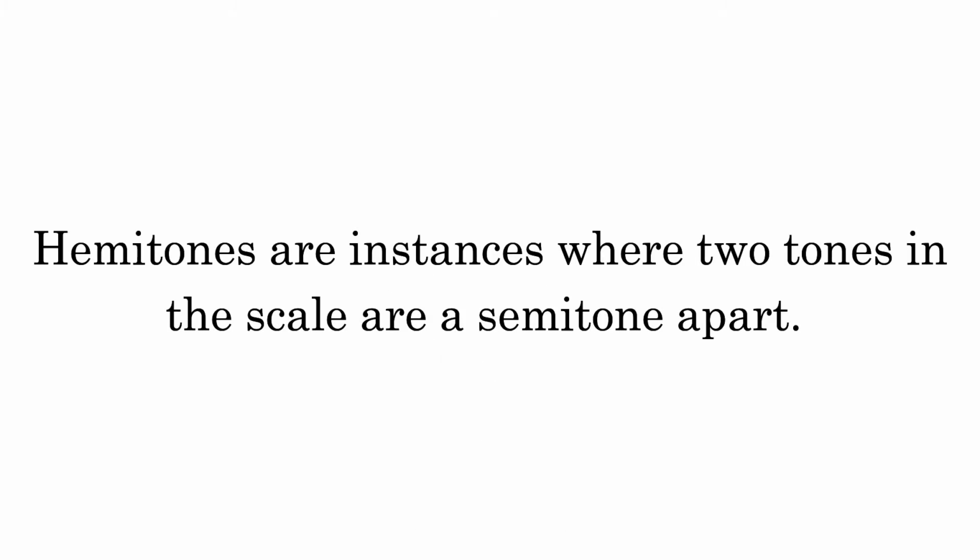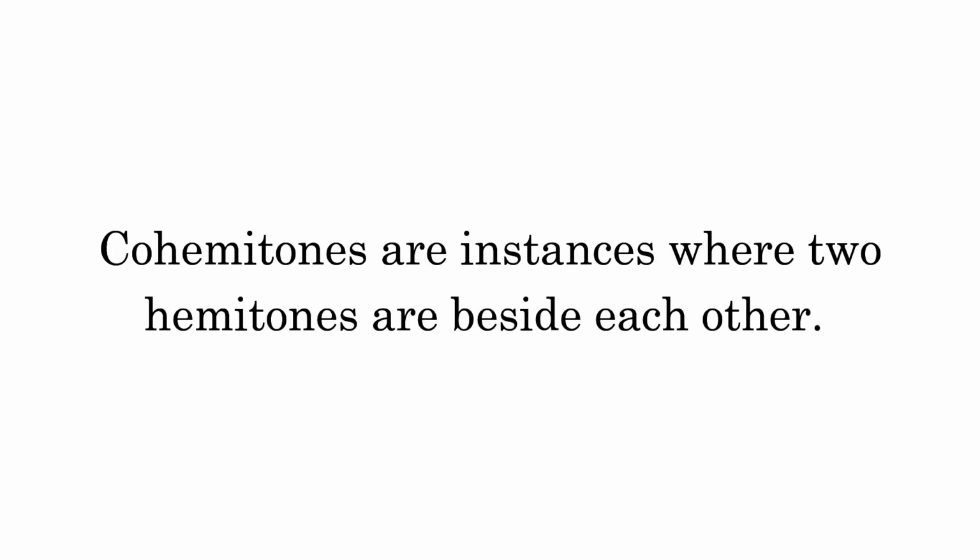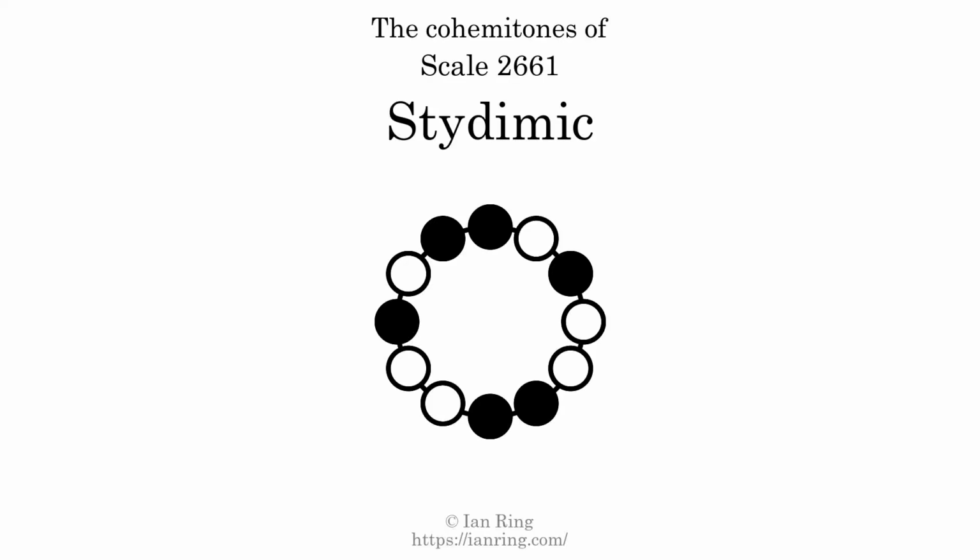Hemitones are instances where 2 tones in the scale are a semitone apart. This scale has 2 hemitones. They are at positions here and here. Cohemitones are instances where 2 hemitones are beside each other. This scale has no cohemitones.